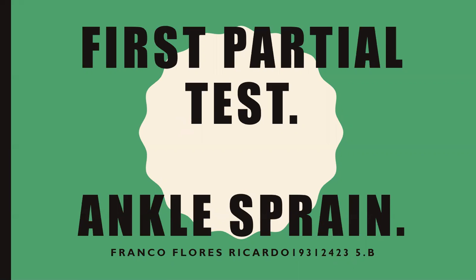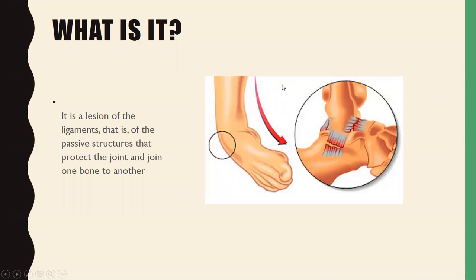First of all, we're going to talk about what an ankle sprain is. It is a lesion of the ligament, the passive structure that protects the joint and joins one bone to another.